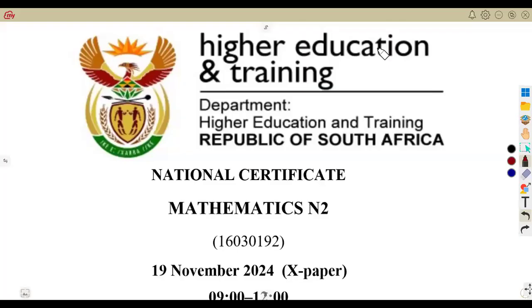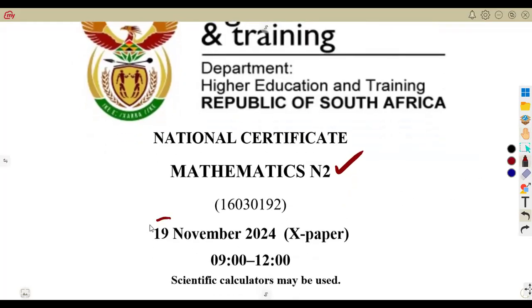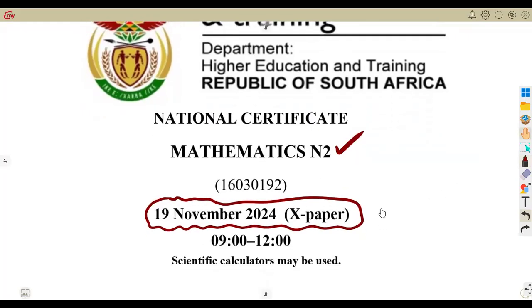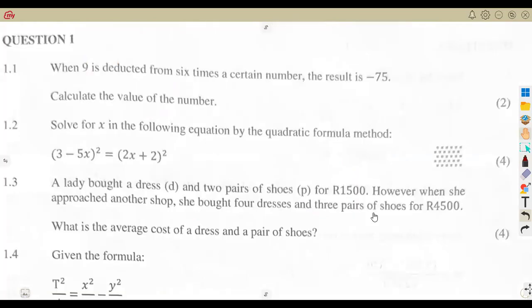So in this case, we are going to consider our typical exam revision for our Mathematics N2, which is the paper which was written in the November 2024 exams. So we want to consider and see, guys, how you were supposed to attempt these typical questions. Make sure that you go through the instructions of the question paper. All right, so without wasting time, I'm going to quickly rush through the questions so that we can see how we're supposed to answer them.